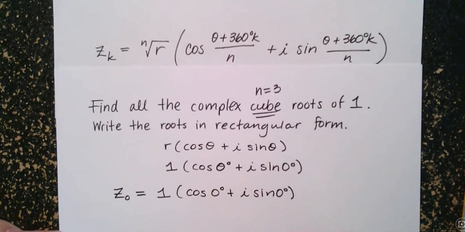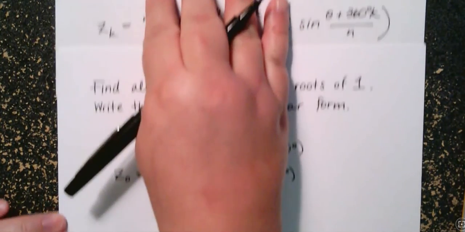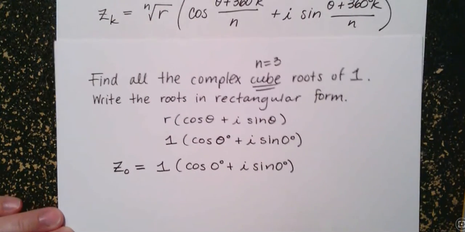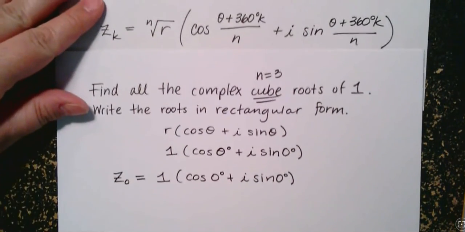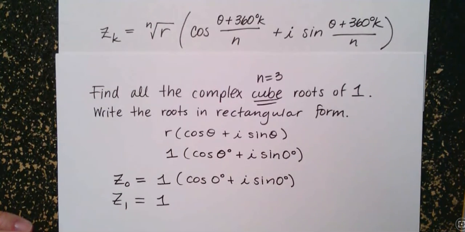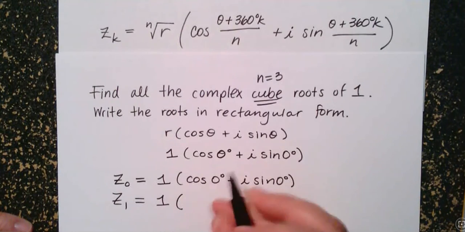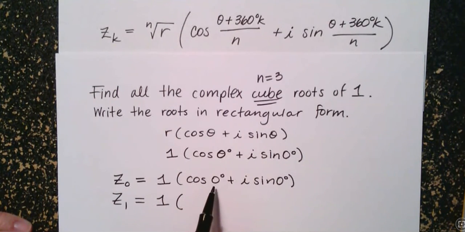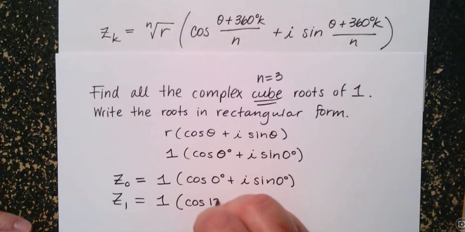My second answer, I'm going to do the same thing, but this time I'm going to add the 360 because k is 1. So I've got the cube root of 1, which is still 1 out front. And then I've got 0 plus 360 times 1, which is 0 plus 360, divided by 3. Well, 360 divided by 3 is 120.